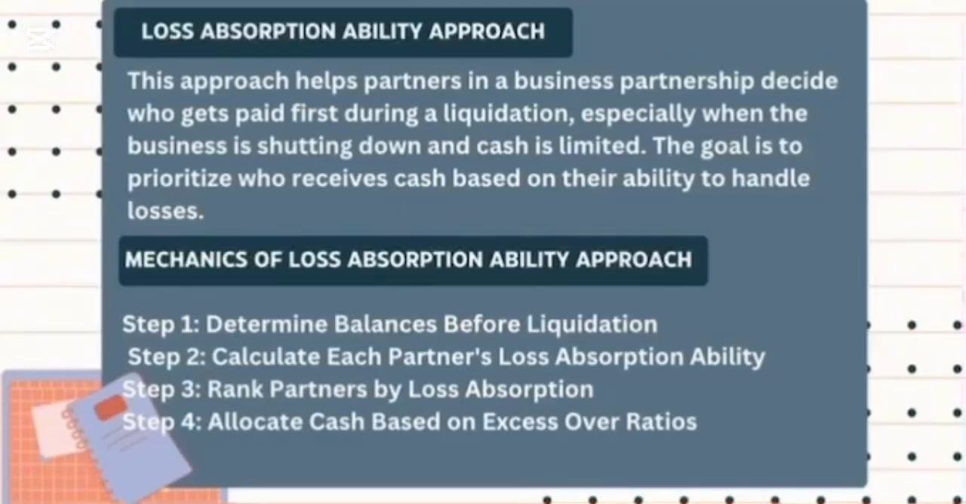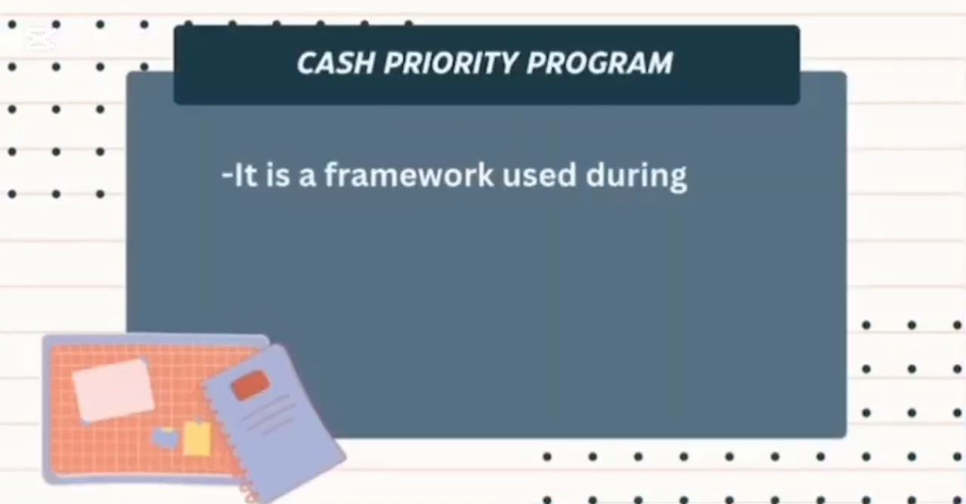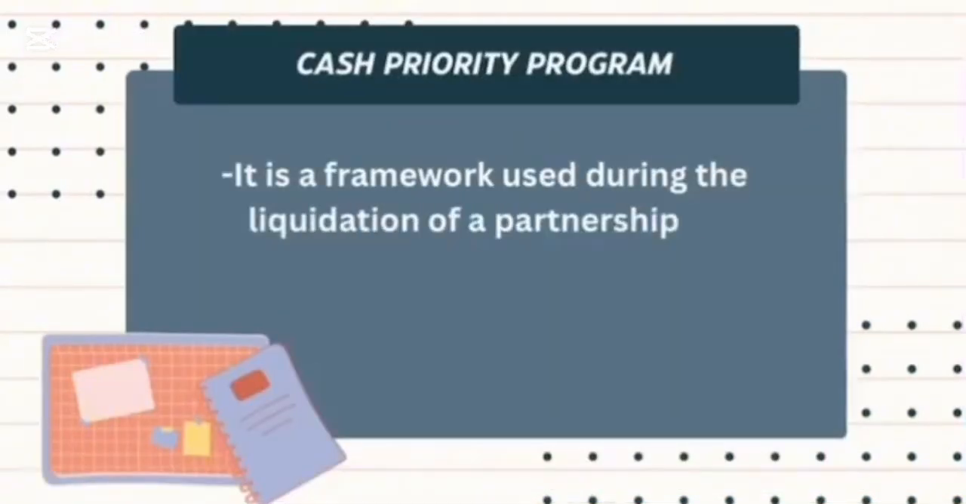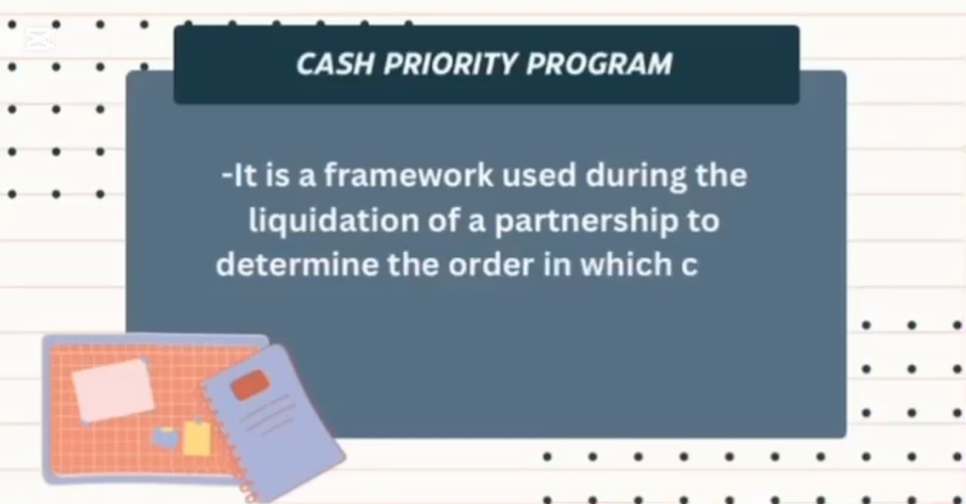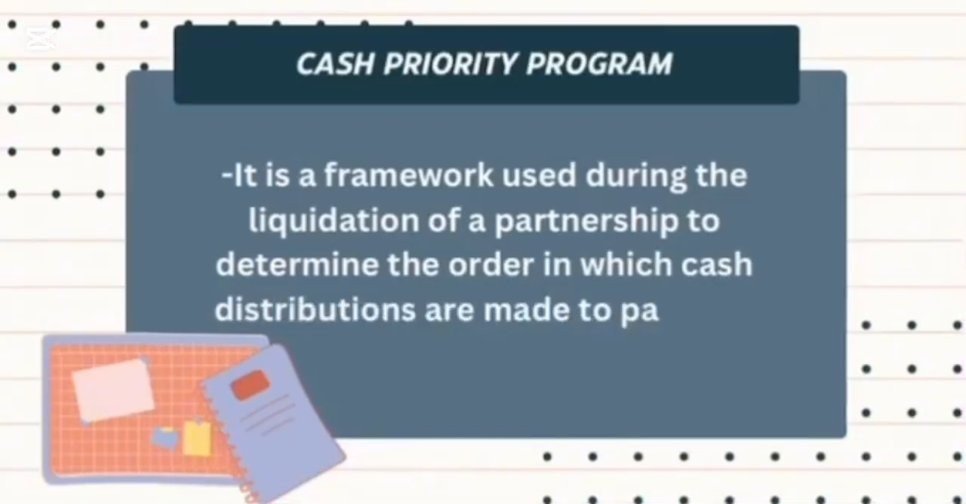Once we complete these steps, we get a cash priority program that tells us exactly how much each partner receives. This helps ensure that the partner least able to handle losses is paid out first, followed by others in a fair and orderly way. Cash priority program. So it is a framework used during the liquidation of a partnership to determine the order in which cash distributions are made to partners.